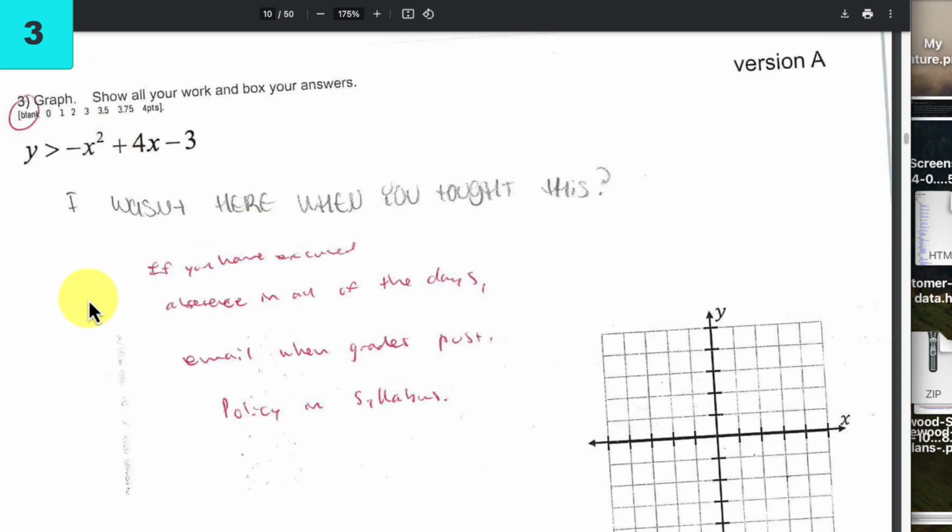Students said that they weren't here, and I said, if you have an excused absence for all of the days you were gone, email me when the grades are posted. That policy is listed in the syllabus, so I can excuse it, but if you were here for one of those days and you don't take it, that would be a 0.